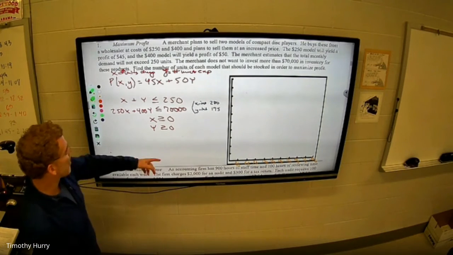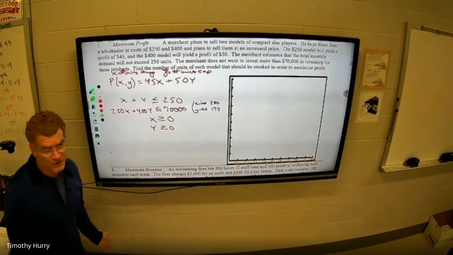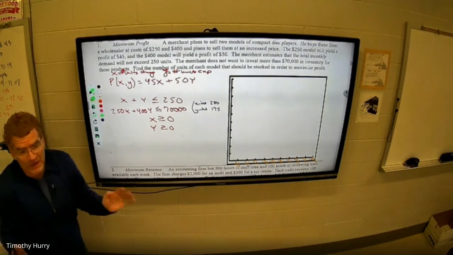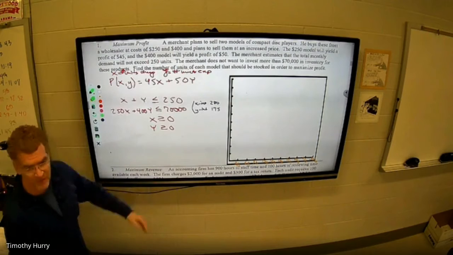Right? And then on the y's, what was your greatest intercept? 250. If you want to do those by 25s, I don't care. Knock yourself out. You could go by 25s. You could do the same thing and just go by 30s on those two. What do you want to do?